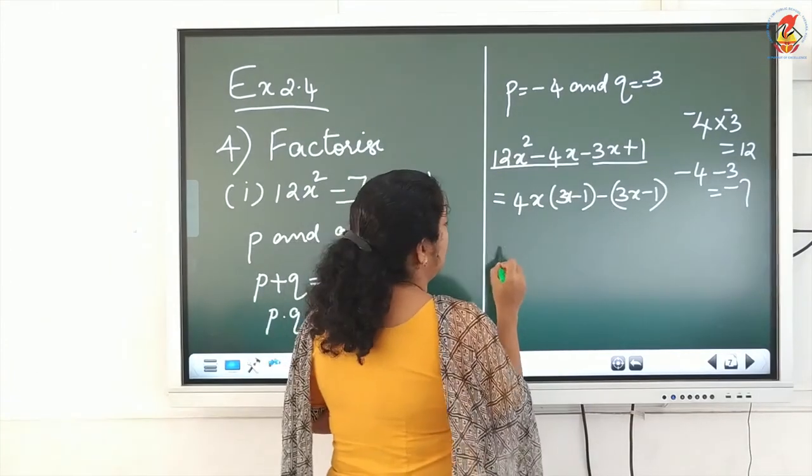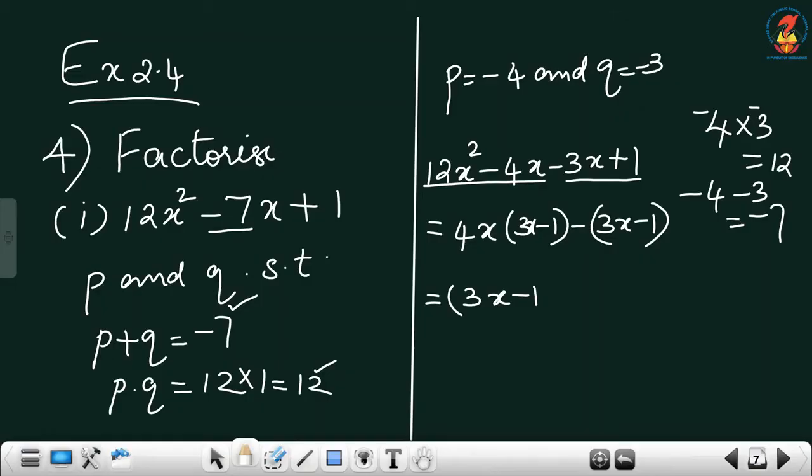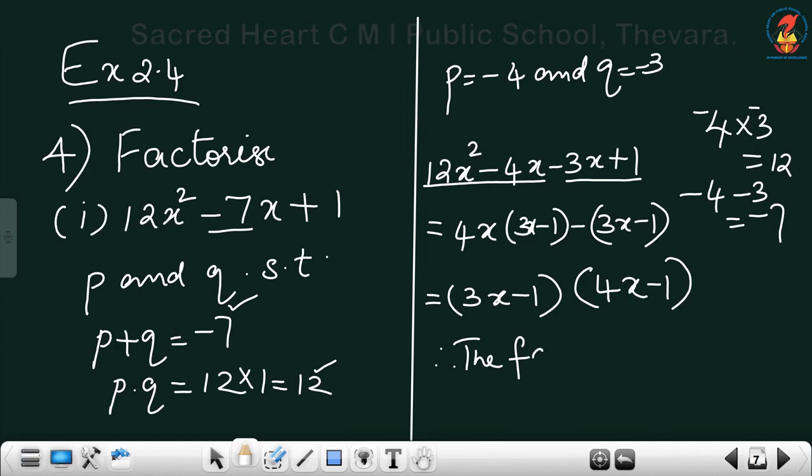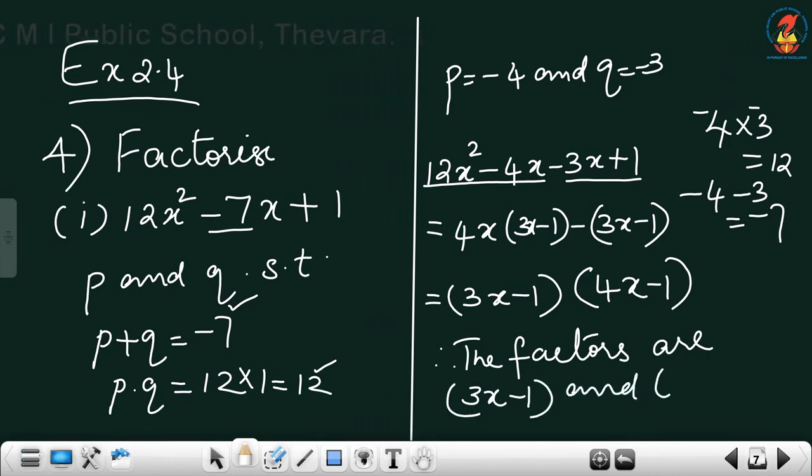So the common term here is 3x minus 1. And when you take out 3x minus 1 from here, it's 4x, and from here it is minus 1. So the factors are 3x minus 1 and 4x minus 1. Therefore, the factors are 3x minus 1 and 4x minus 1.